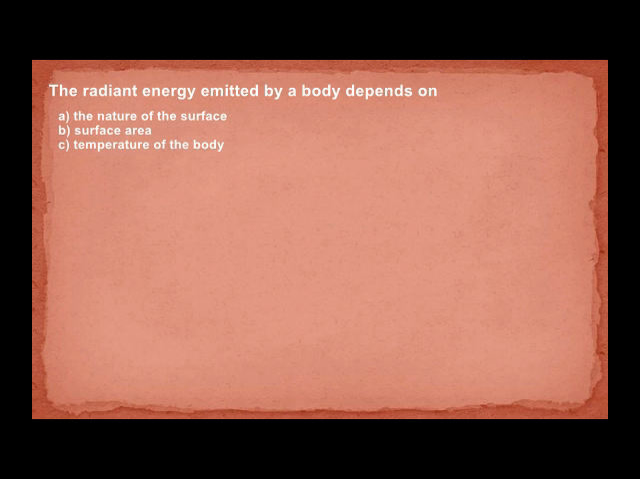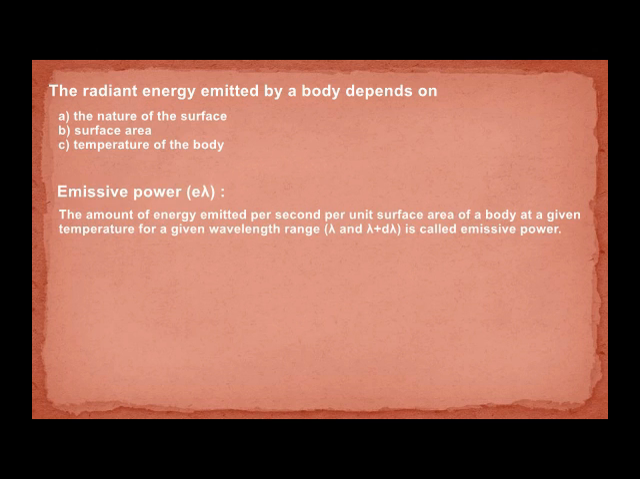The radiant energy depends on certain factors. These factors are the nature of the surface of the body, secondly, the surface area of the body that radiates energy, and the temperature of the body which radiates energy. It does not depend on the body that absorbs energy. It depends on the temperature of the body which emits energy.